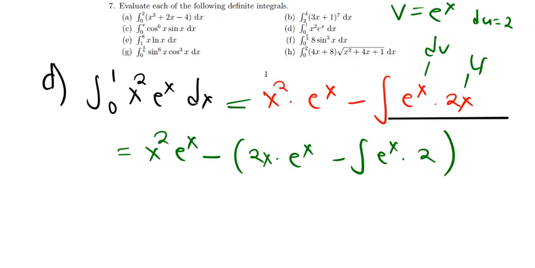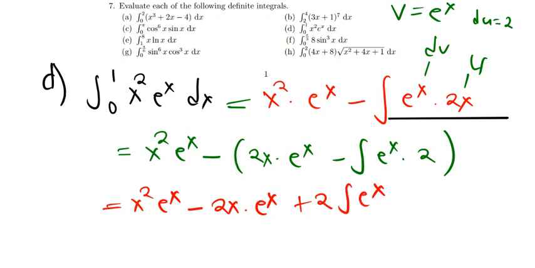At this point we're good. So I have x squared e to the power x minus 2x e to the power x. Then that becomes positive. We can pull this 2 out. So positive 2 times the integral of e to the power x. Again, the integral of e to the power x will just be e to the power x. Remember, divide by the derivative of the power, right?